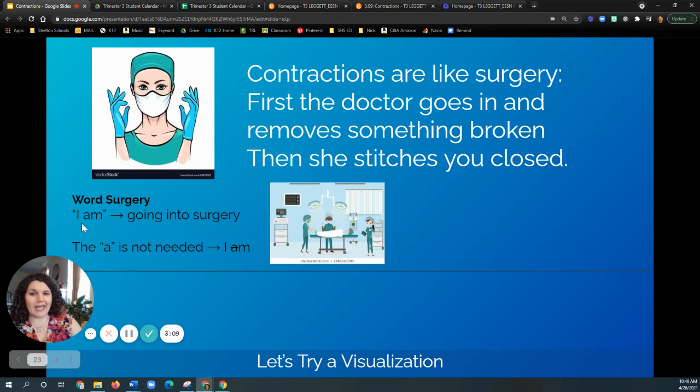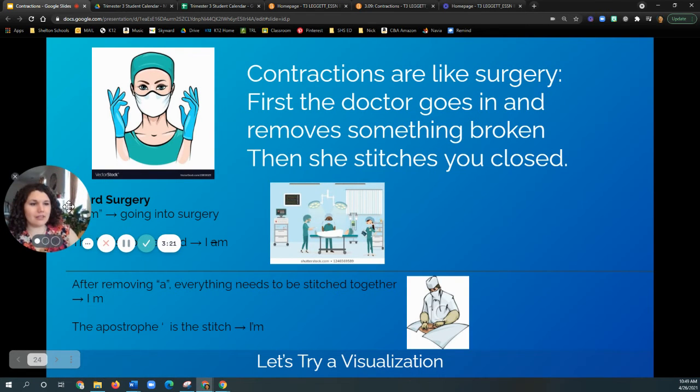We take that word I am. I am is going to go into surgery. The A is not needed. It's like your tonsils. They take it out. And now we're left with I and an M, and the apostrophe is like the stitch that sews it back together.